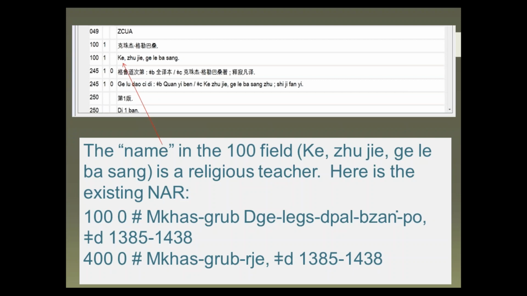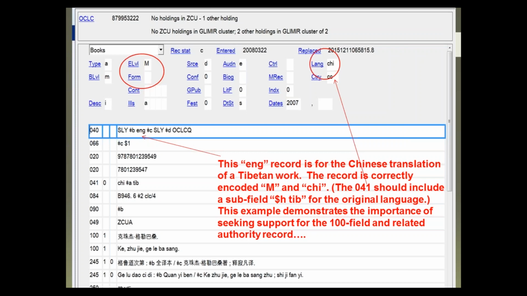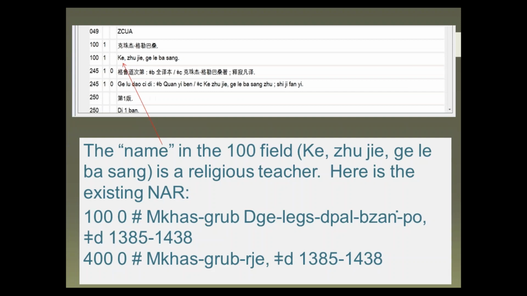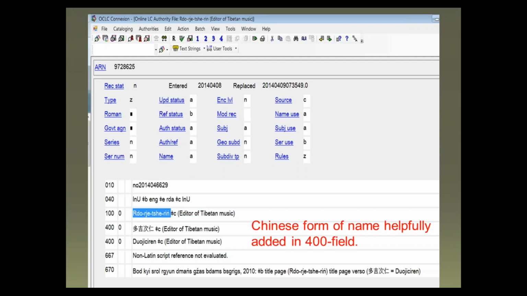In this case, the author that is mentioned in the 100 field actually did have an authority record. He is a religious teacher, and the authority record was created in Tibetan quite some time ago. Here's an example of a record where the Chinese version of the name has been added in the 400, which is, of course, helpful for searching purposes and for us catalogers.